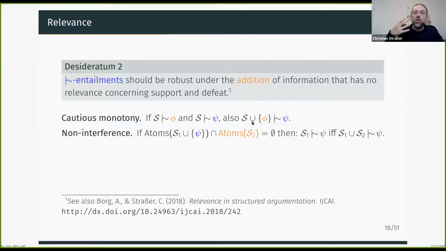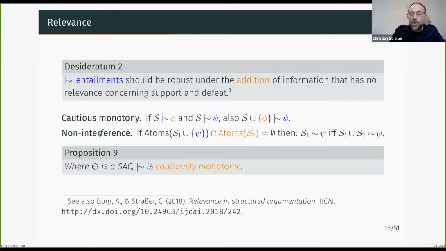Another way to spell out relevance is in a syntactic way. So I could say adding irrelevant information can be seen in a syntactic way by saying that the irrelevance is simply that the added information here, S2, doesn't share any atoms with the information which I have in S1 and its conclusion psi. So psi is entailed by S1, but this new information which I add now, S2, shares no atoms with it, and therefore psi should still be entailed by S1 and S2, and vice versa. So this is what in argumentation theory is sometimes called non-interference. So again, it is a robustness property. So the entailment should be robust under the addition of information which is not relevant. Okay, so here's the good news. If we use SEFs as underlying settings, then the entailment is cautiously monotonic. It actually is even cumulative. I will come to that in a second.